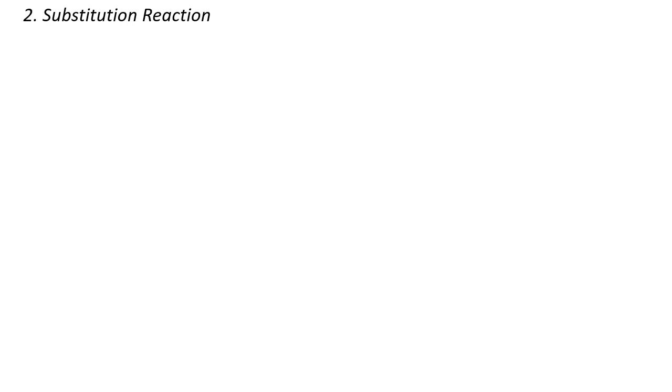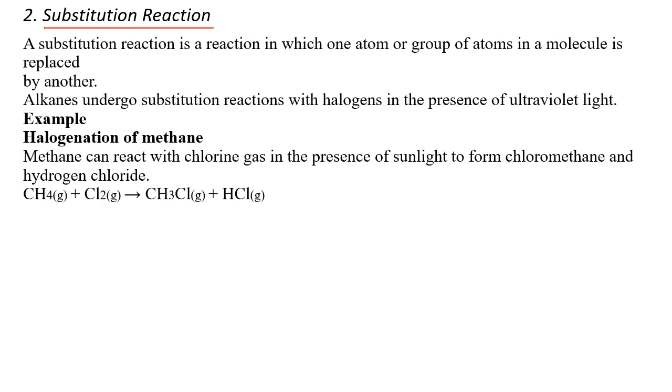Then another property that we are going to look at, chemical property, is substitution reaction. So substitution is just simply a reaction in which one atom or group of atoms in a molecule is replaced by another. So substitution simply means to replace. So alkanes undergo substitution reaction with halogens in the presence of what? Ultraviolet light. So do not forget this. So this is the condition for alkanes to actually undergo substitution reaction. It's in the presence of ultraviolet light.